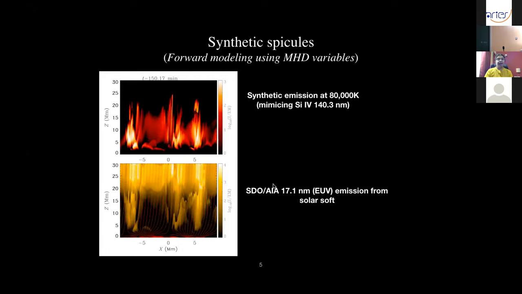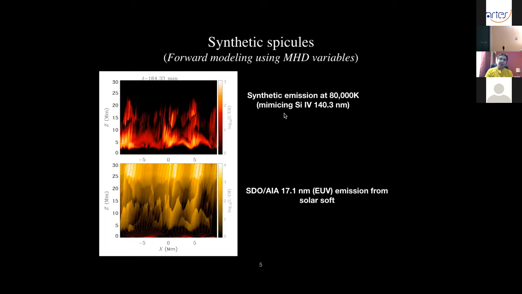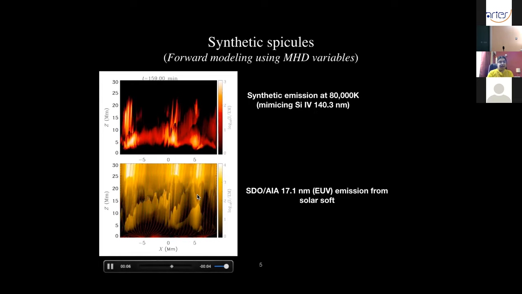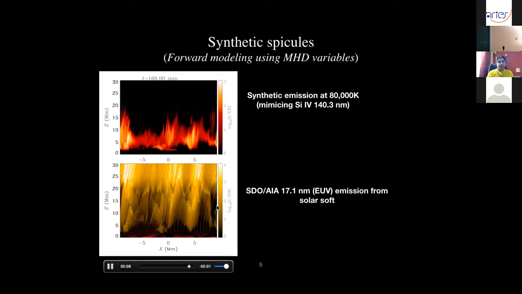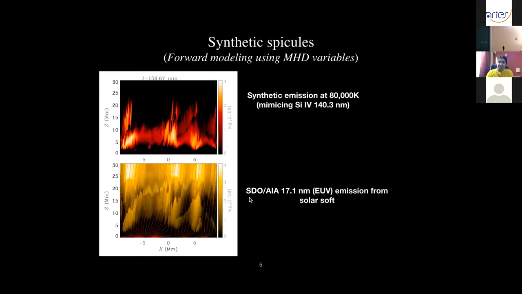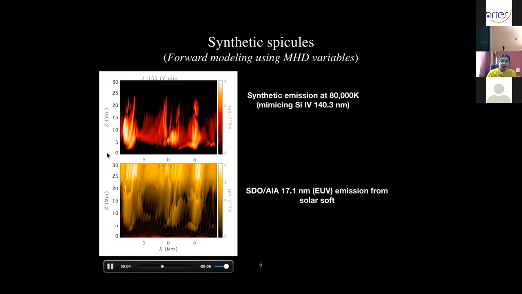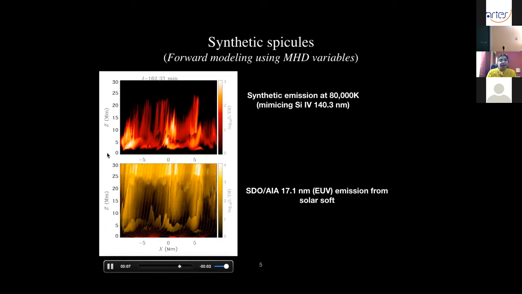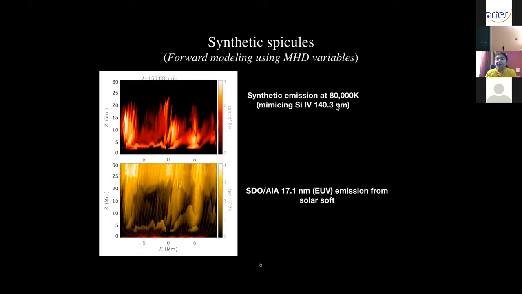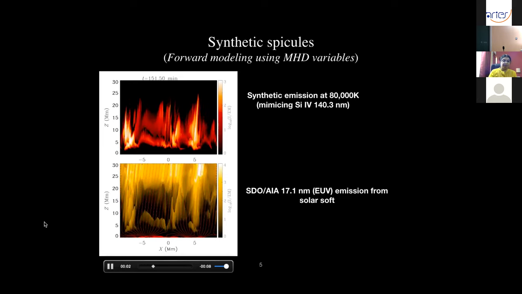So using this model, I'm directly showing you an animation from our simulation. On the top panel you see synthetic emission at 80,000 Kelvin, which mimics the silicon 4 line, the 140.3 nanometer line observed by IRIS. At the bottom, we have forward modeled the SDO AIA 17.1 nanometer UV emission. You see the spicules shooting upwards and falling back. Some of the spicules have bright tips in both the silicon 4 emission and the SDO AIA 17.1 nanometer line.